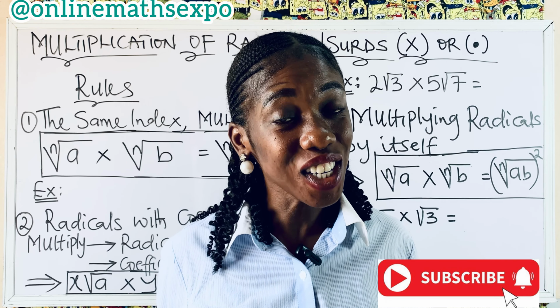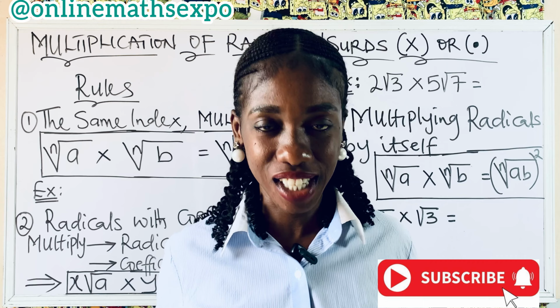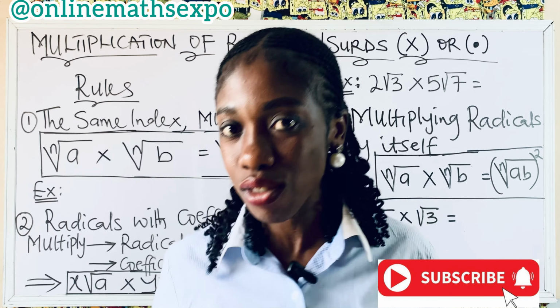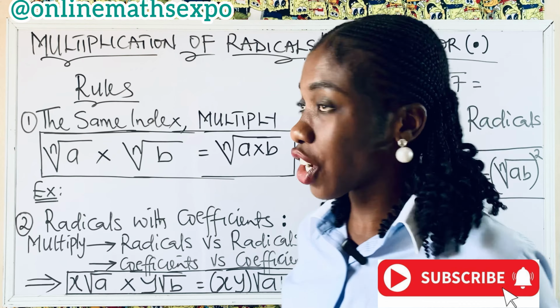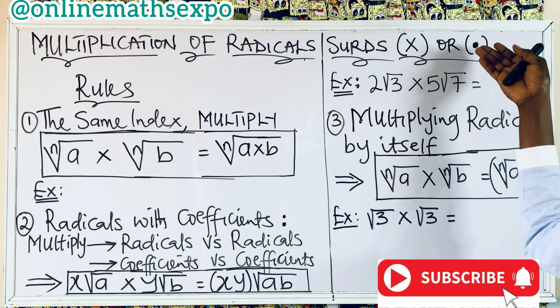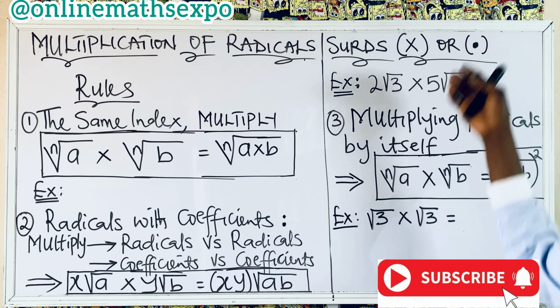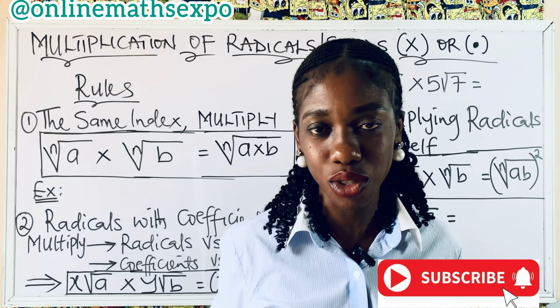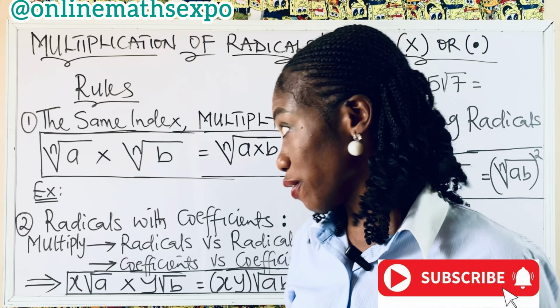So I encourage you to stay actively through the end of this class because you have a lot of skills to learn. Now let's take a look at some of the rules guiding this. In the course of this tutorial, remember multiplication, we are using either this or this. These are the signs. So I can be using the two interchangeably in this tutorial. So the rules guiding this, let's look at the first one.